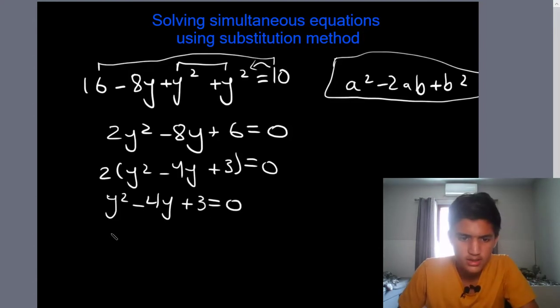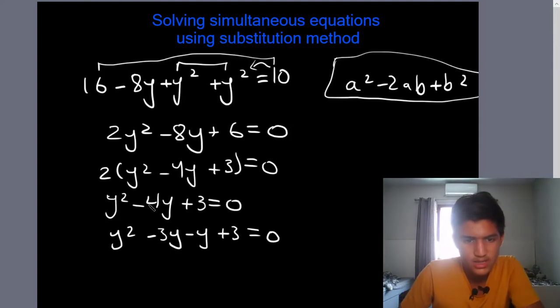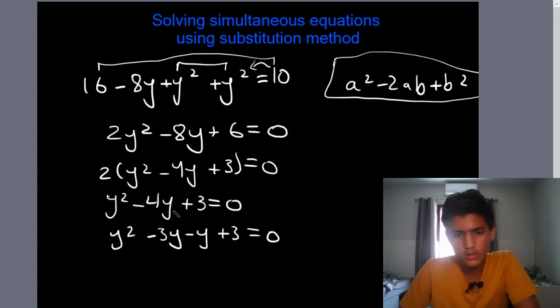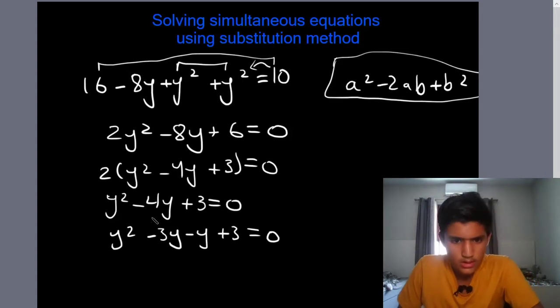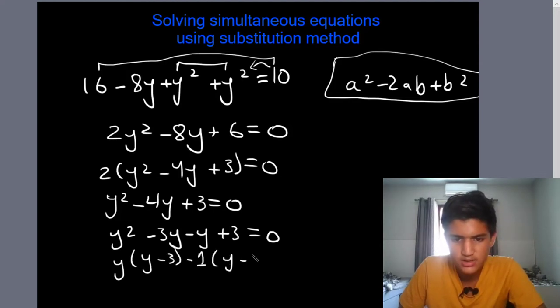We're going to split the middle term, so y squared minus 3y minus y plus 3 is equal to 0. When we sum up minus 3y and minus y, we get minus 4, and if we multiply them, we get plus 3, positive 3. So we're going to take y common, y minus 3, and here we're going to take minus 1 common, y minus 3 is equal to 0. So we have two brackets, y minus 1 and y minus 3.